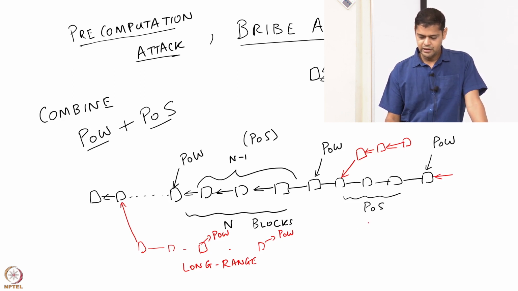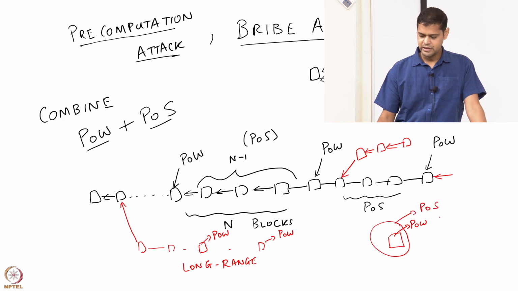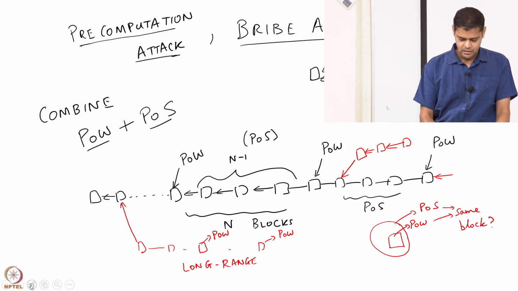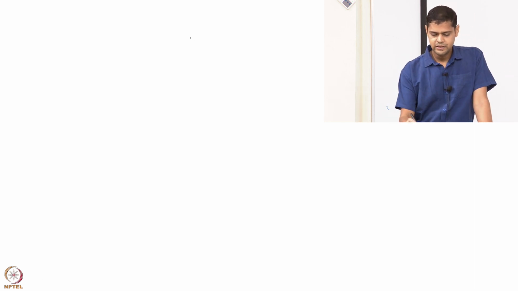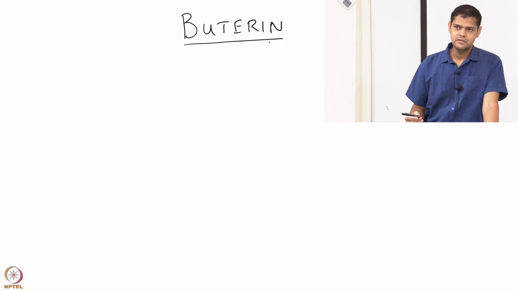So people are also wondering, can I use both proof of work and proof of stake on the same block? So can I have a block, let's say, which has some proof of work, maybe a low amount of proof of work, but also have some sort of proof of stake on the same block? And one of the persons thinking about that was somebody called Vitalik Buterin, who is one of the founders of Ethereum.